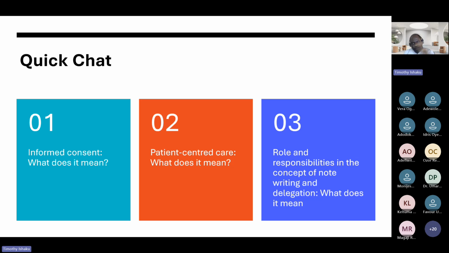Considering every factor, I will look at those frameworks and how you can consider those factors. And you communicate very clearly and empathetically about the patient's situation. And then the last point, which is the third one on my PowerPoint, is the roles and responsibility in the context of note writing and delegation.